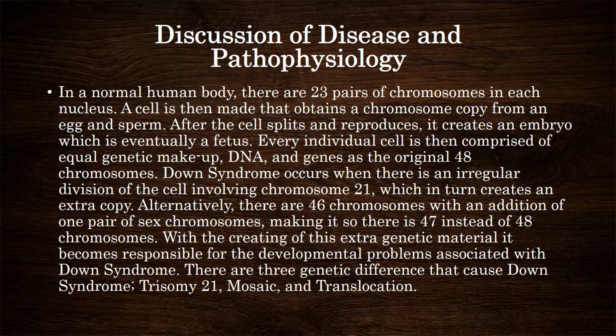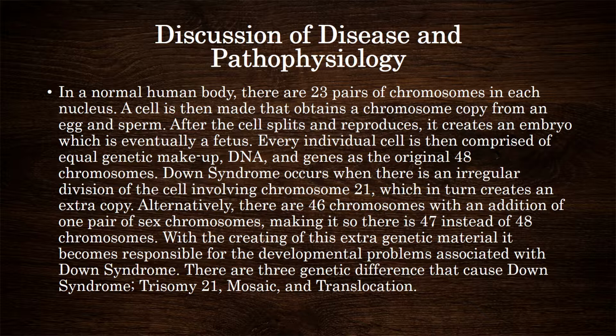Trisomy 21 occurs when there is an abnormal division in the cell during the development of the sperm and egg cell, resulting in 3 copies of chromosome 21. In normal cell development, there are 2 copies in the embryo. Trisomy 21 occurs in approximately 95% of all cases of Down syndrome.